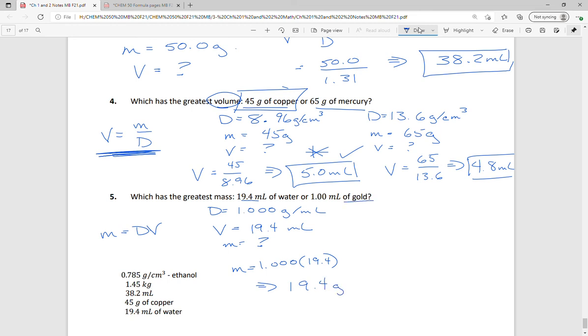I'm going to compare that to the gold now. The density of gold from my chart is 19.32 grams per centimeter cubed, or milliliters, doesn't really matter. Typically gold is solid, so you'd put centimeters cubed, but it's absolutely interchangeable. It's not like you would be marked right or wrong. Either way, they are the same. And the volume is 1.00 milliliters. If I multiply these two together, I'd get 19.3, correcting for sig figs. So which one has the greatest mass? That would be the water with the greatest mass.